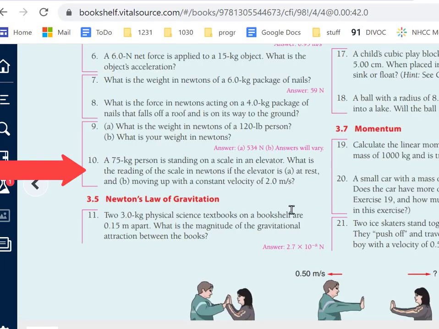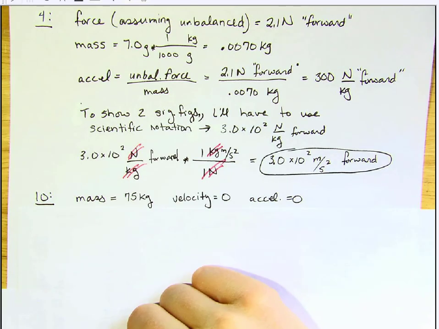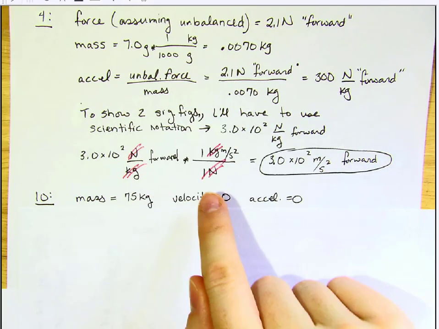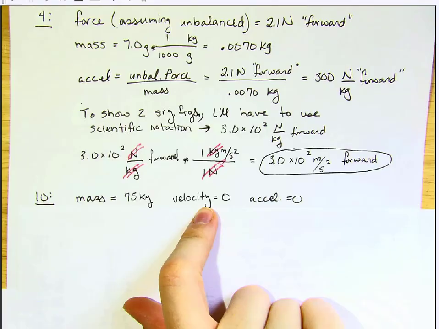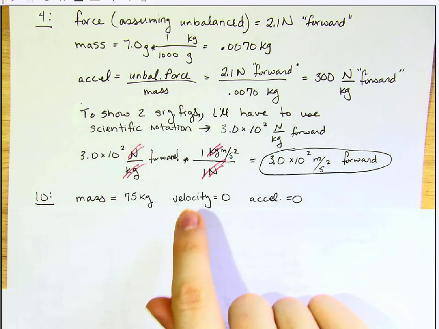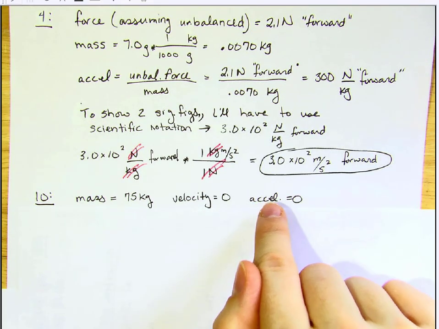Exercise 10. A 75 kilogram person is standing on a scale in an elevator. What is the reading of the scale in newtons if the elevator is at rest and then moving upwards at a constant velocity of 2 meters per second? So I've got my mass of 75 kilograms and my velocity is 0. And it was implied in the problem that that velocity was constant. And if the velocity is constant, then the acceleration is 0.